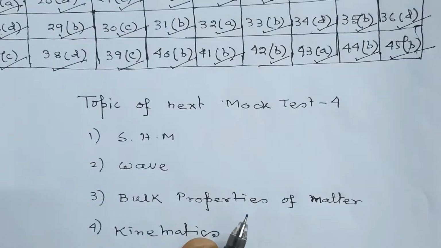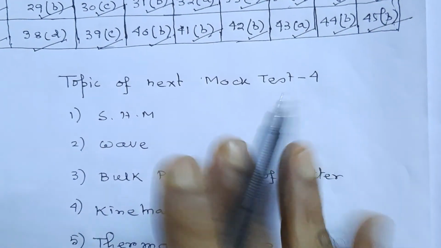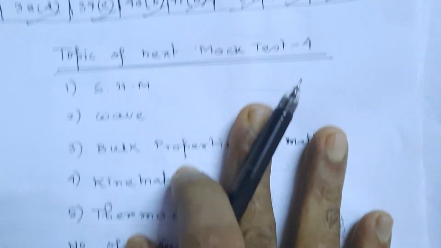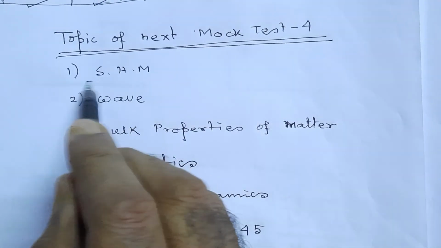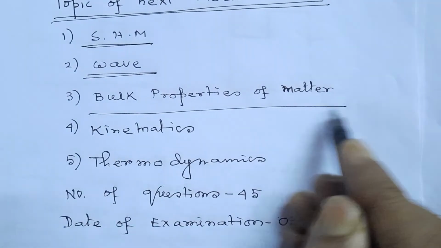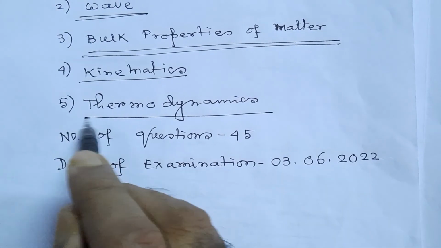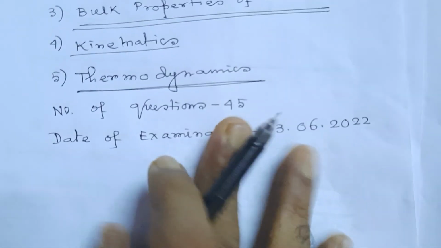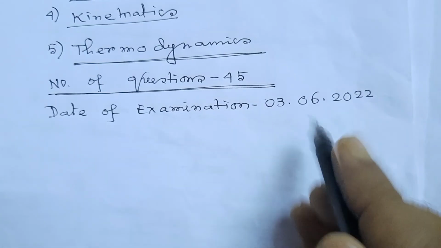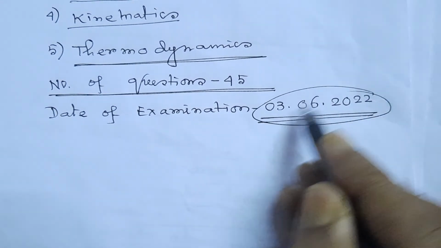And now that is the end of our discussion. Our next mock test will be mock test number 4, and the topic of that exam will be S.H.M. simple harmonic motion, wave, bulk properties of matter full chapter, kinematics, thermodynamics revision, and that question paper will have 45 questions. The probable date of that exam, our mock test 4, is 3rd June 2020.